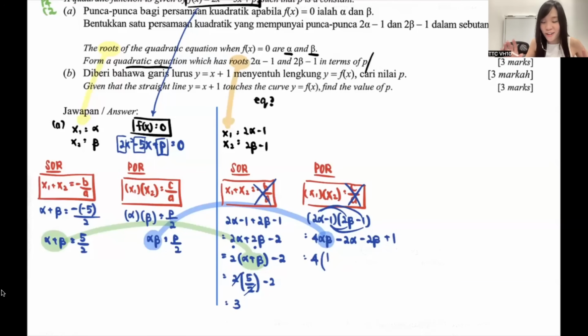Sorry guys, Shopee call. So my dear, let's continue. So guys, 4 alpha beta. So alpha beta from the blue color one, you know, is p over 2.